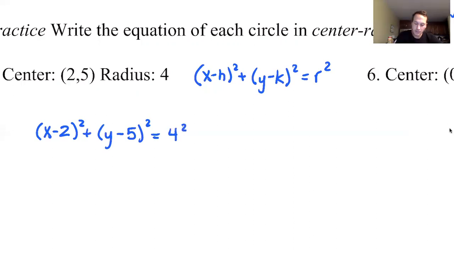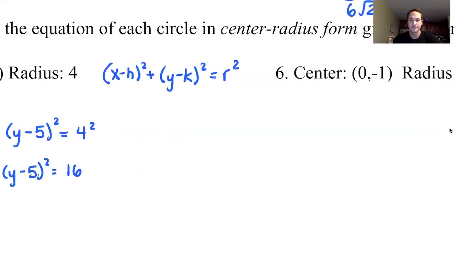Don't leave it like this. You guys are all little geniuses. We go to the best school that there is. So I know you know that 4 squared is 16. You can go straight to that too. You don't have to show that first step.